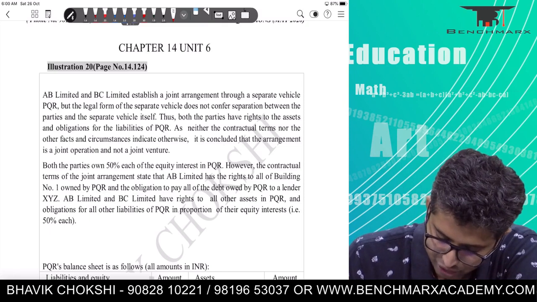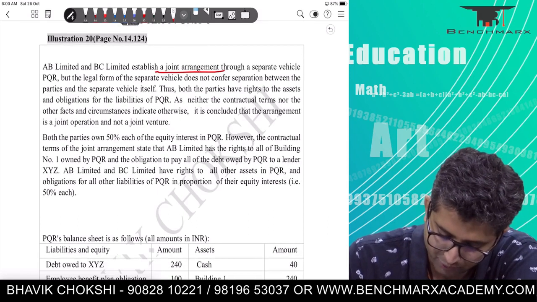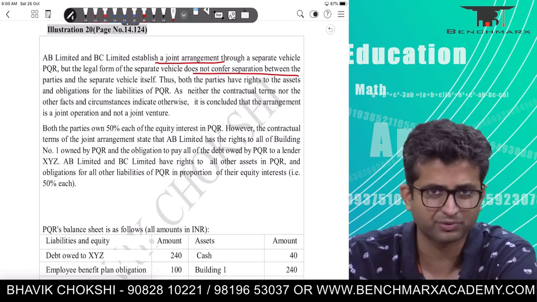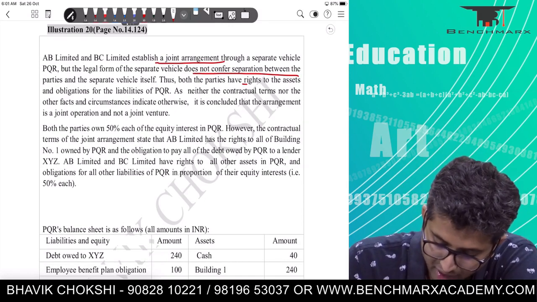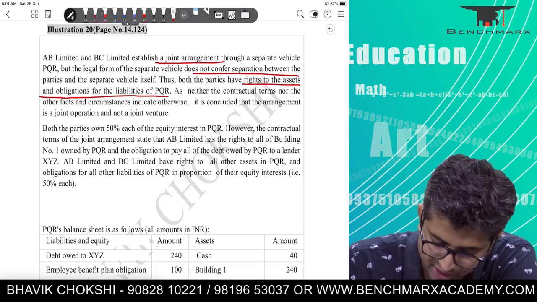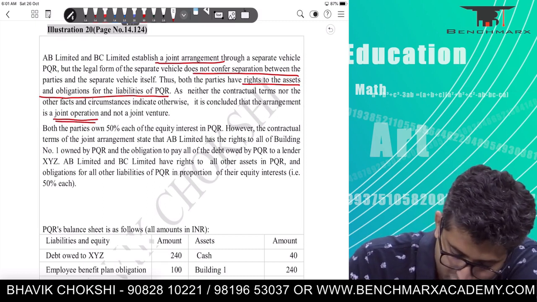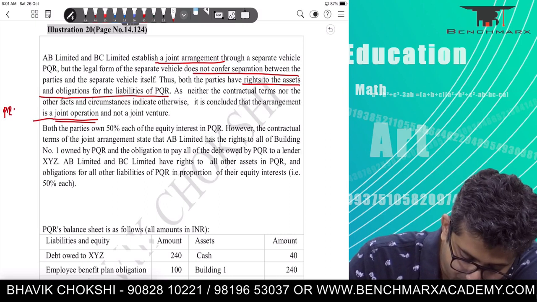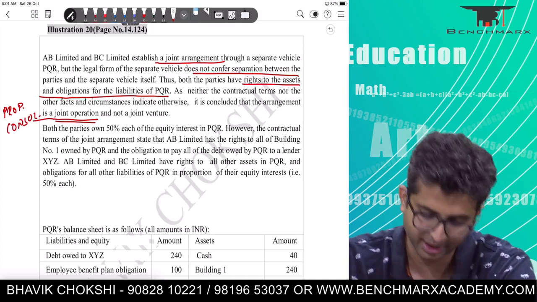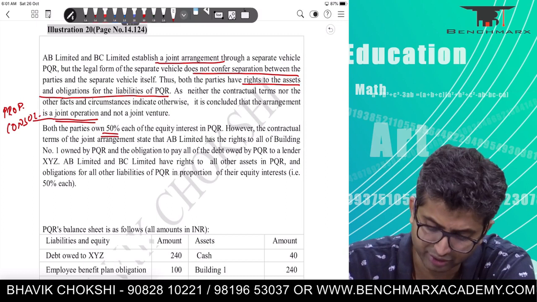So AB and BC established a joint arrangement through a separate vehicle, PQR, but legal form does not confer separation between parties and the separate vehicle itself. Maybe you have formed a partnership. Thus, both the parties have rights to the assets and obligations of PQR, and as neither contractual terms nor other facts indicate otherwise, it is concluded that the arrangement is a joint operation. If it's a joint operation, remember, you have to proportionately consolidate your assets and liabilities. If it's a joint venture, equity method applies. Both parties own 50% of the interest in PQR.